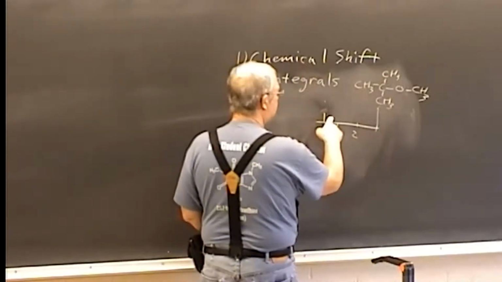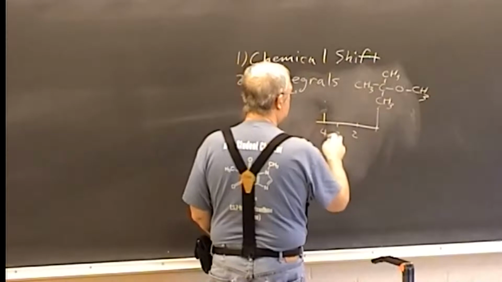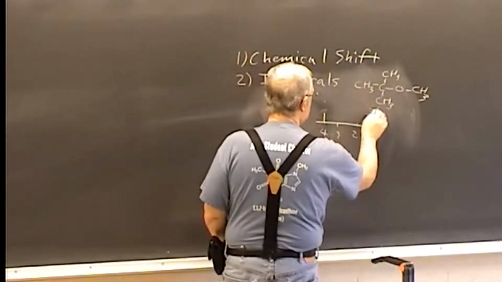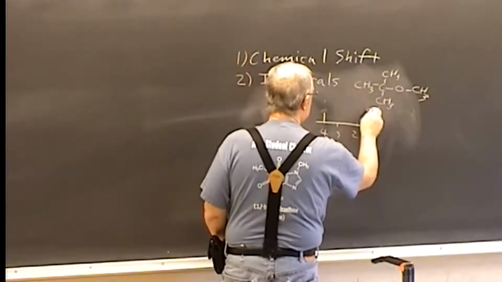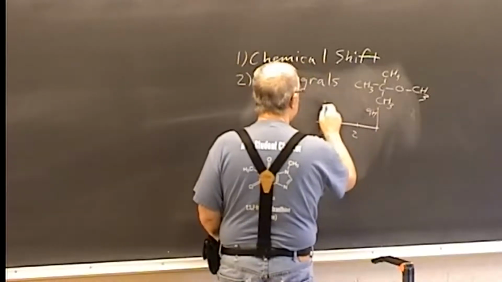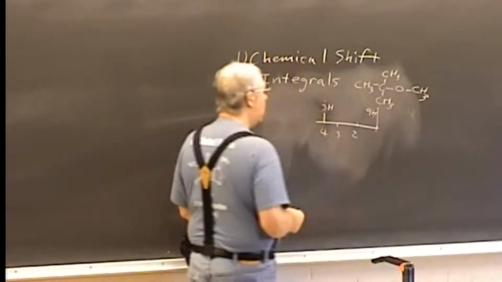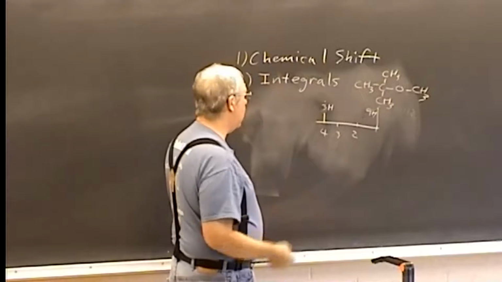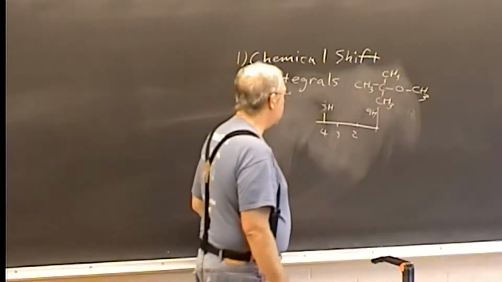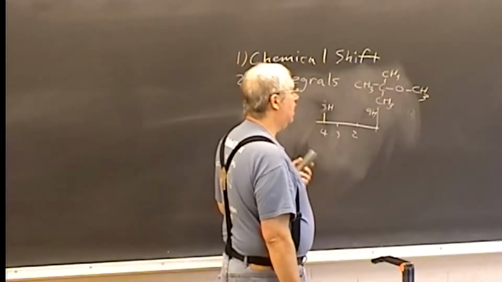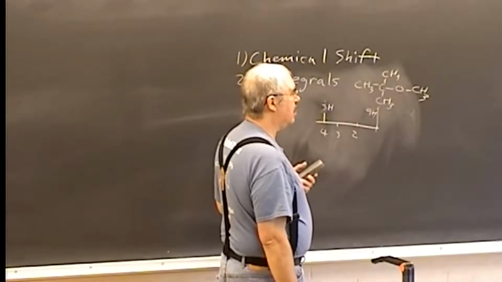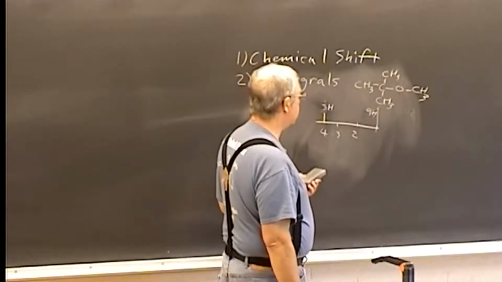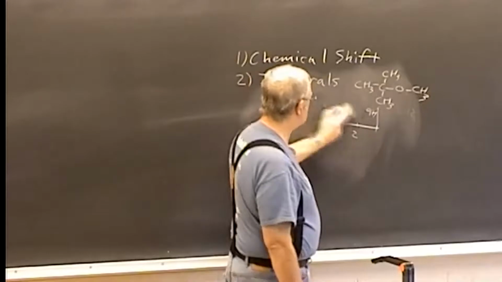And if we measure the area under this peak, this should be in a ratio of 9 to 3 or 3 to 1. Sometimes you'll see integrals expressed as the simplest ratio.